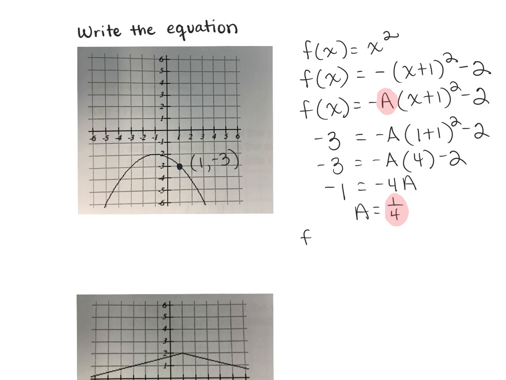Now, you can always check these. So I have negative 1/4, x plus 1 quantity squared, and then you're going to subtract 2. Now, the way to check it, and I'm not going to do it on here, is to choose another ordered pair point and substitute it in, and it has to make a true statement.